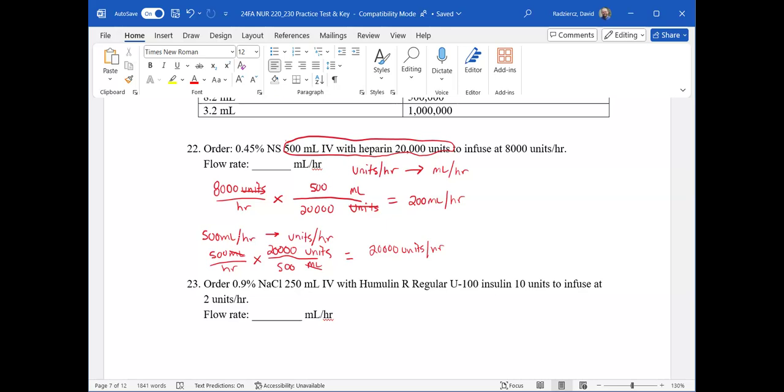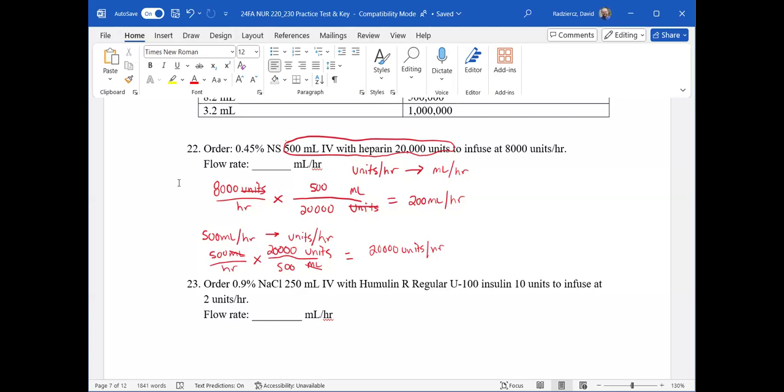So good question. I would highly recommend not doing the desired over have or ordered over available method with anything dealing with flow rates, because you could very easily put numbers in the wrong place by doing that. But saying that, as long as you did 8,000 divided by 20,000 times 500 for the first setup that I put up here, and you were consistent with that, it will work, because it's basically the same thing I've written on here. But just make sure you don't mess up what goes where.